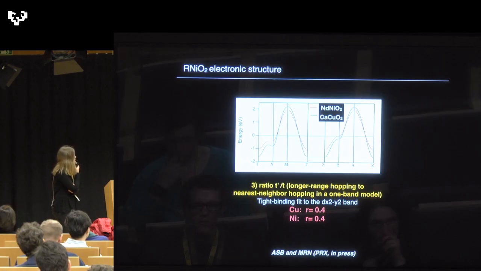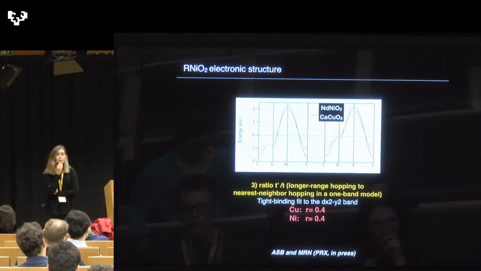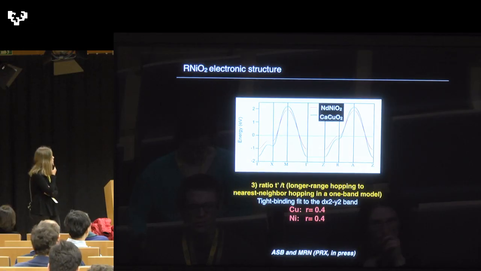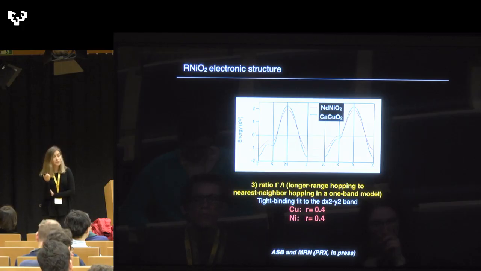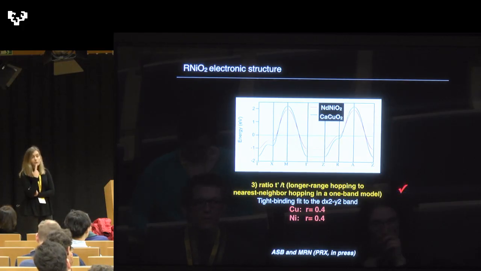And finally, the ratio of t prime over t, or ratio of longer range hopping to nearest neighbor hopping in a one-band model, if you do tight binding fits to the dx squared minus y squared band, you find a value of this ratio that is actually identical in the cuprate and the nickelate as well. So again, in this regard, they are much closer than one could expect.